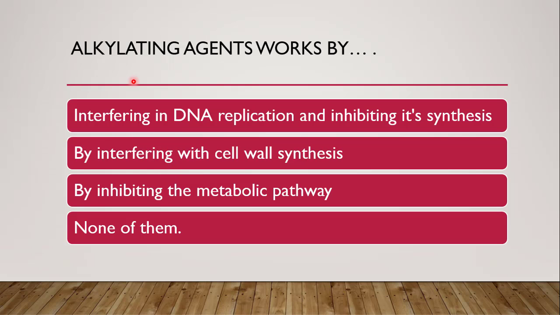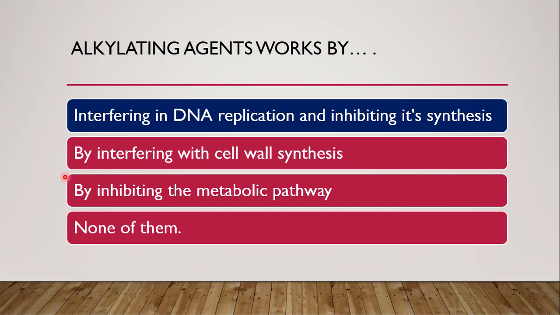Next question is, alkylating agents work by, first, interfering in DNA replication and inhibiting its synthesis, second, interfering with cell wall synthesis, third, inhibiting the metabolic pathway, or none of them. The correct answer is interfering in DNA replication and inhibiting its synthesis. Alkylating agents work by adding an alkyl group, so they are called alkylating agents. Where will they add this alkyl group? They will add it to the guanine base of DNA. As we all know, there are base pairs, bases.